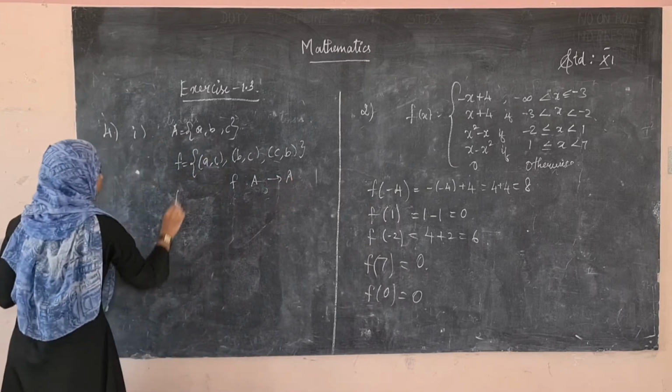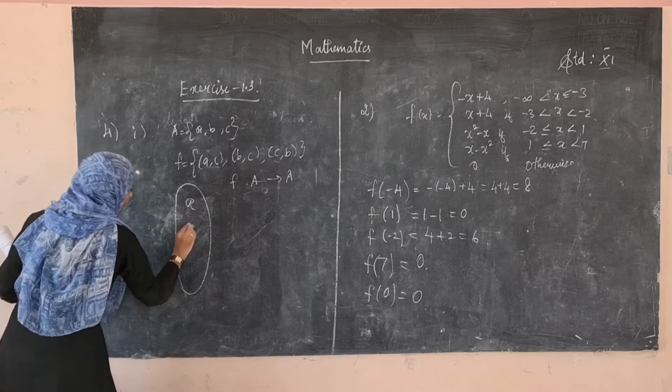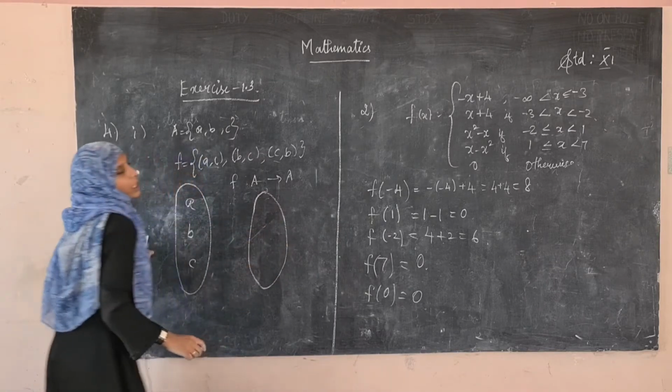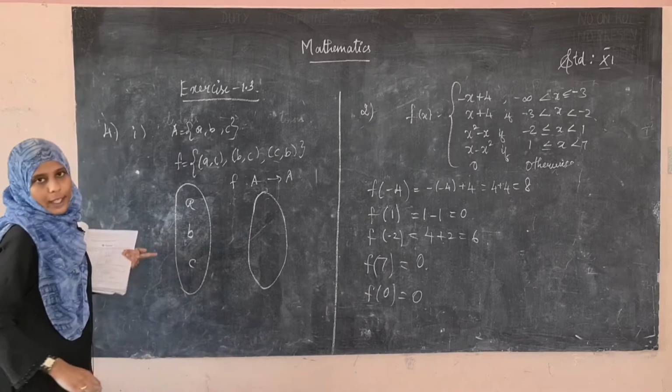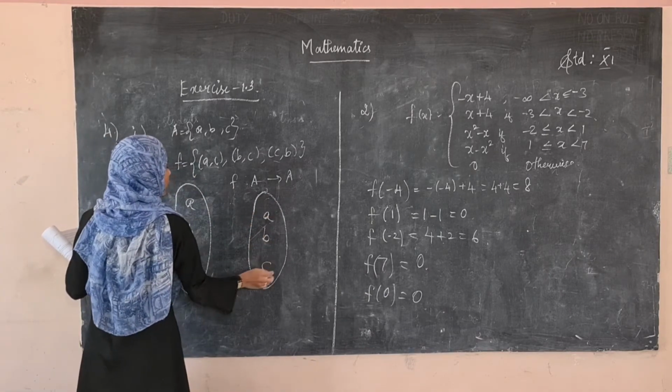Okay, f is a function from A to A. What are the values of A? A is {a, b, c}. It is very easy if you draw this domain and codomain diagram. Then you can check whether it is a function, whether it is one-to-one or onto.